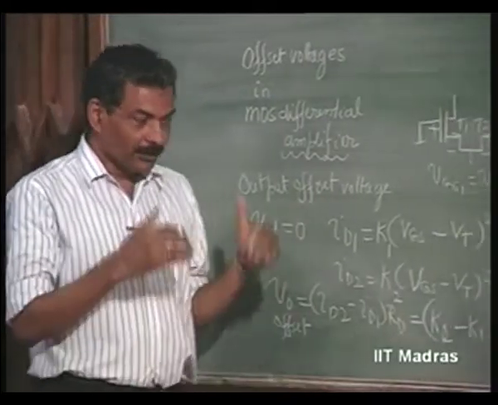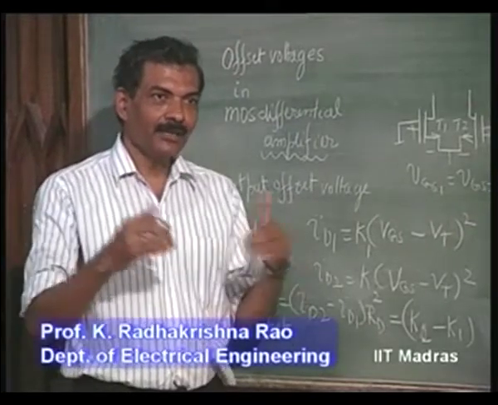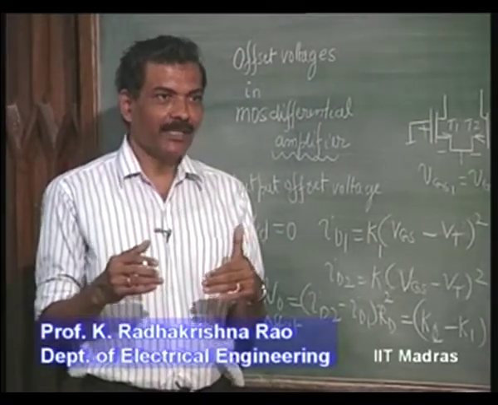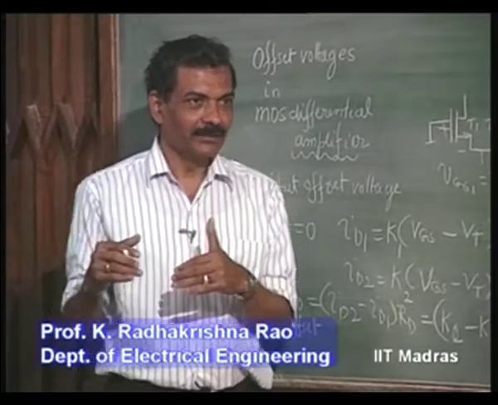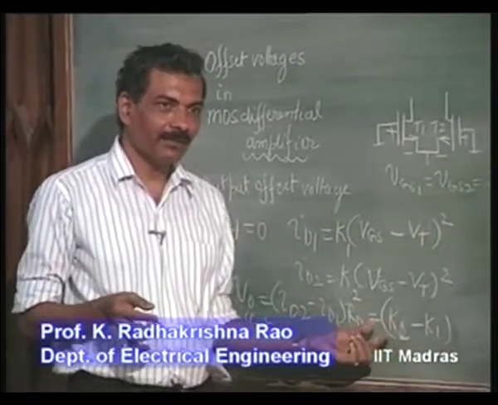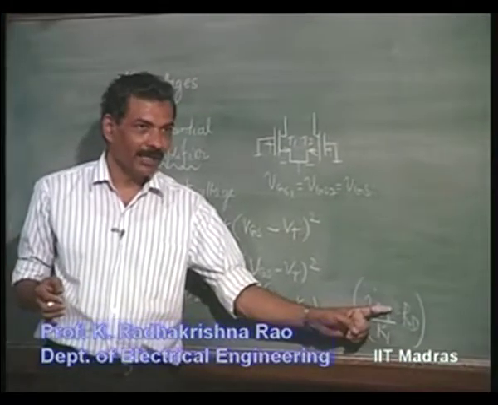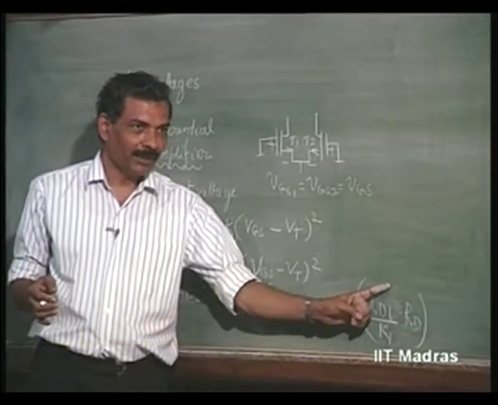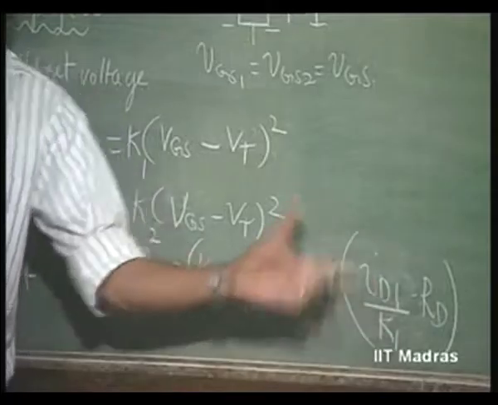Now, in a good differential amplifier, ID1 will be very nearly equal to ID2, will be very nearly equal to I0 by 2 nominally, but they will be different because of the fact that K1 is slightly different from K2. So, in this expression, therefore, you can put ID1 as I0 by 2 and this K1 very nearly equal to K2. Fine.